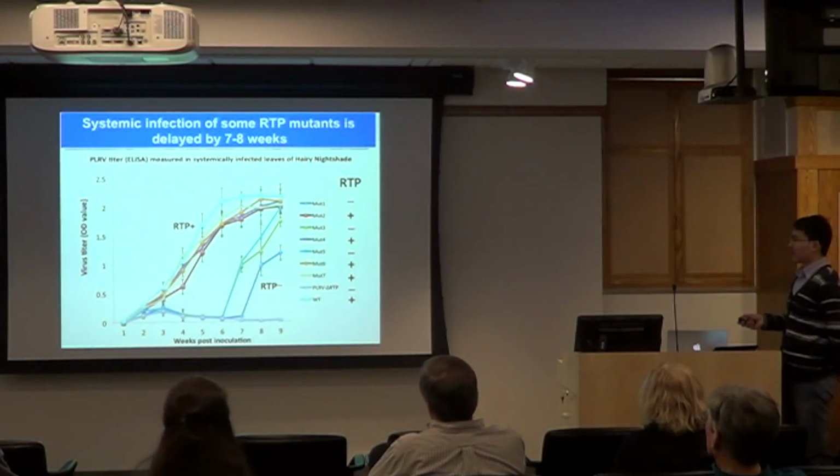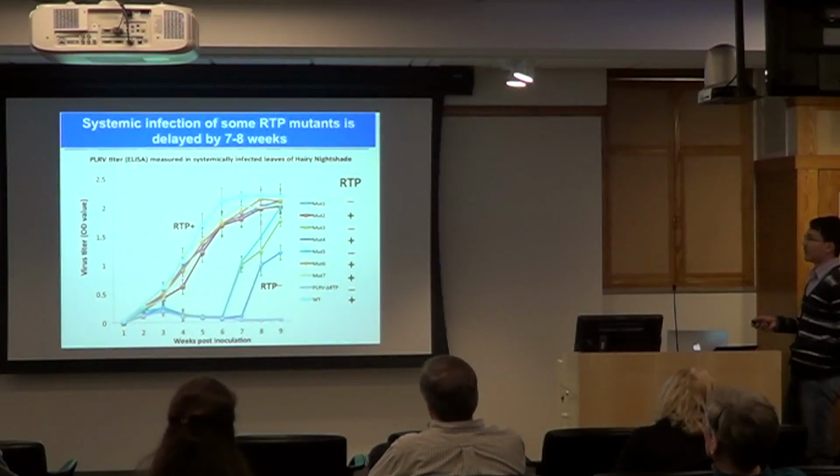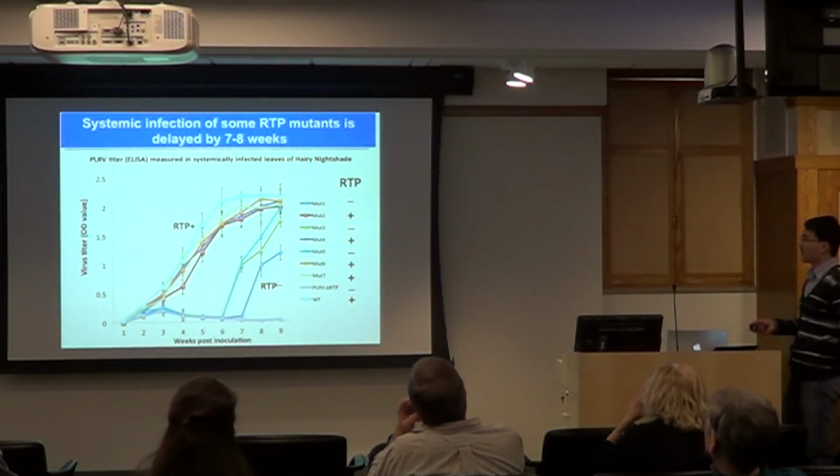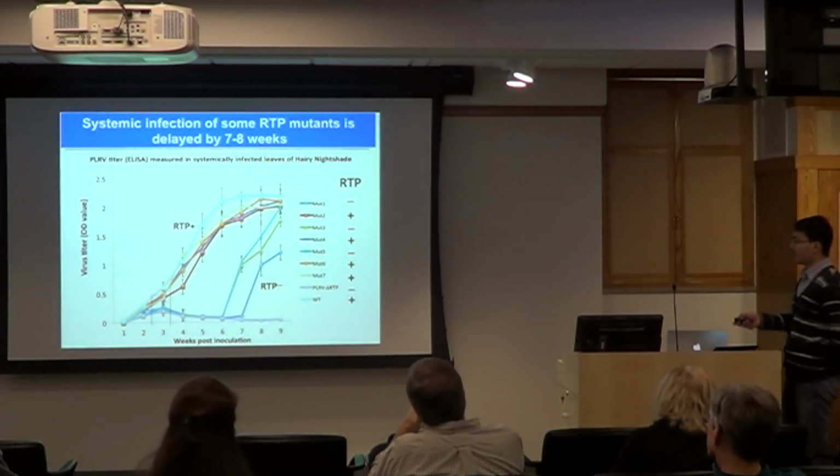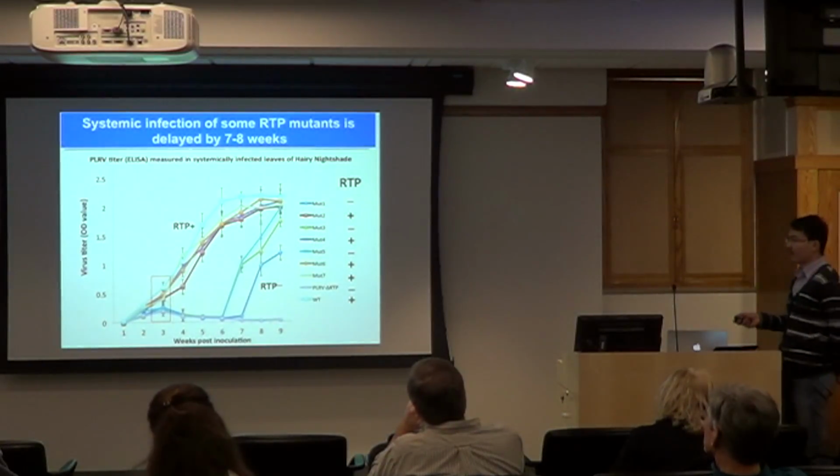Next, we asked what the effect of the RTP mutants is on infection of the plant. The leafroll virus titer was measured in systemically infected leaves, and we found that all the mutants can get systemic infection as early as 3 weeks.